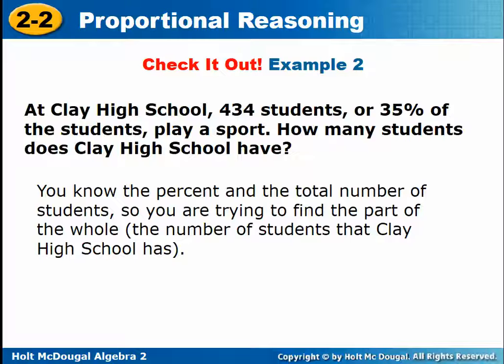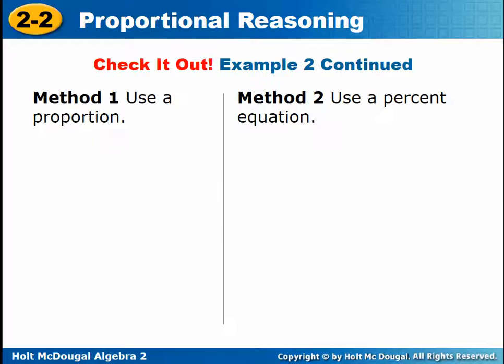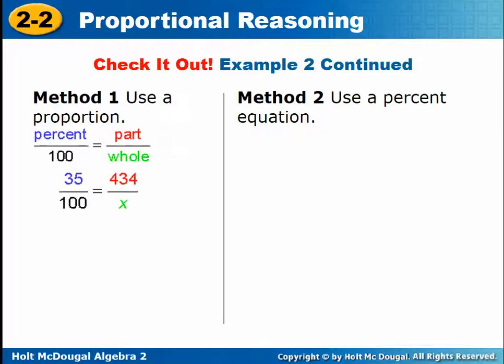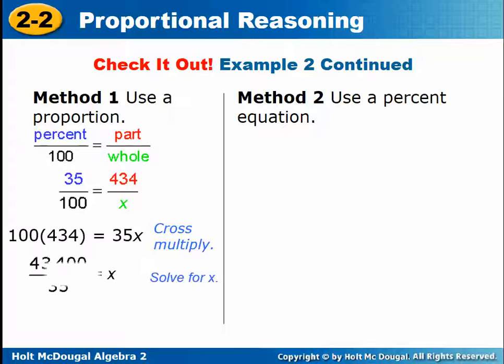This time they're giving you a part, and they're looking for the whole. So the proportion will be set up slightly different. You'll have to put the 434 in for the part, and we'll be looking for the whole, the x. Still would cross multiply to solve. It's still pretty easy to cross multiply, and we get that there's 1,240 students.